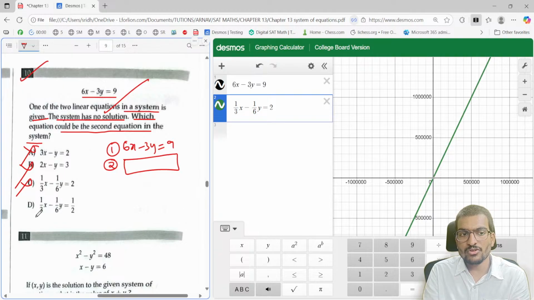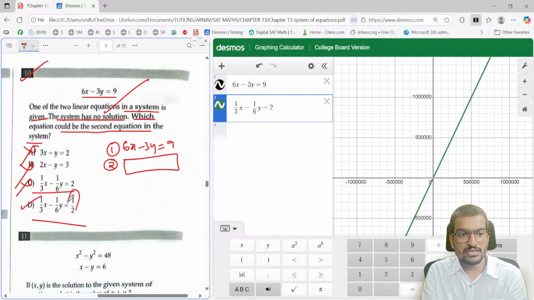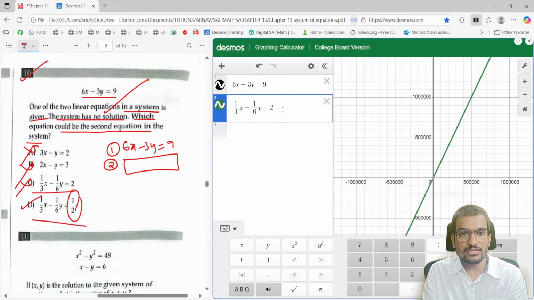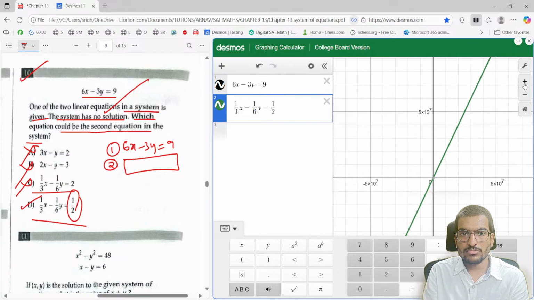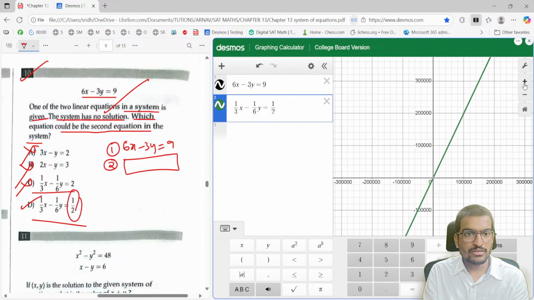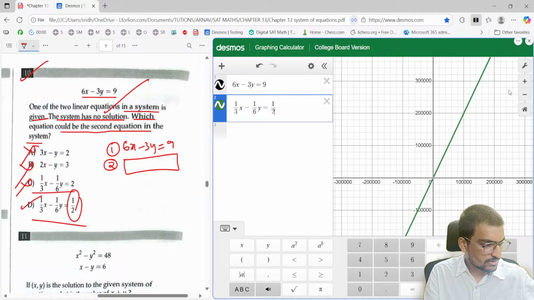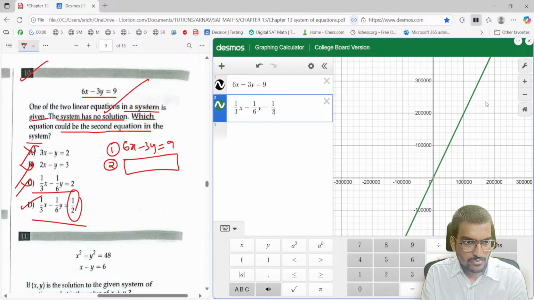No need to input option D directly, it will be the answer. Or else if you want to input, you see the options C and D are almost similar, just the 1 by 2 is the difference. I'll just change that one part and let's see, am I going to get parallel lines or not. 1 by 2, what's happening? 1 by 3 minus 1 by 6, that equals to 1 by 2. Just hold on for a second. Did I not see properly or what?